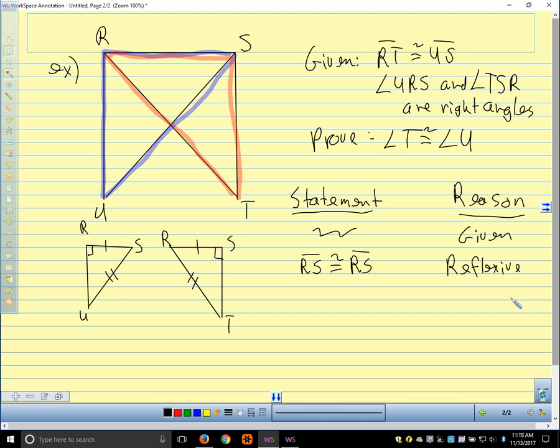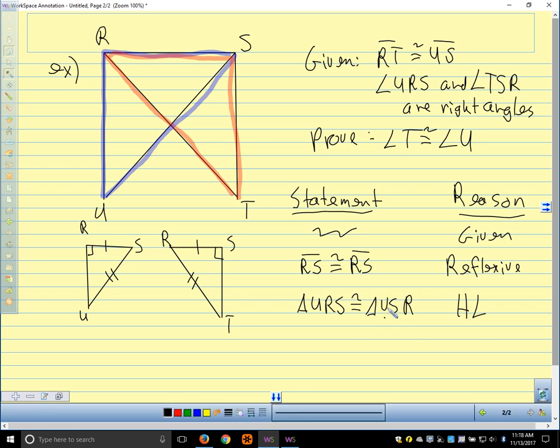Do we have enough information now to say the triangles are congruent? We have a right triangle, we have a hypotenuse, we have a leg. So we can say the triangles are congruent. I can say triangle URS is congruent to triangle... Angle U has to match with angle T. That's what we want. USR. And that would be by hypotenuse leg.